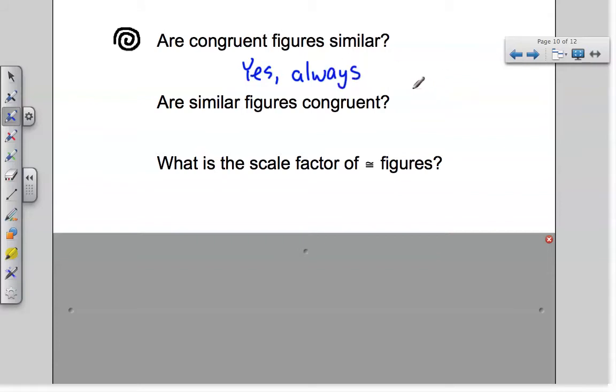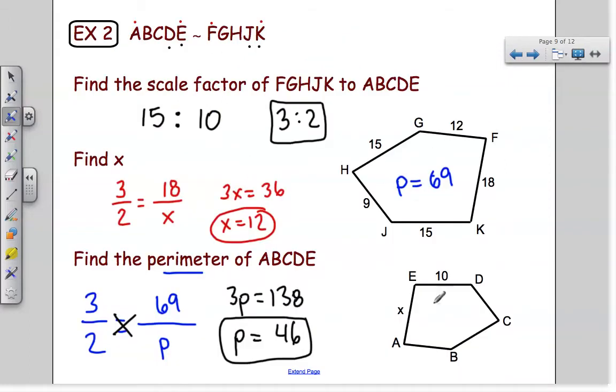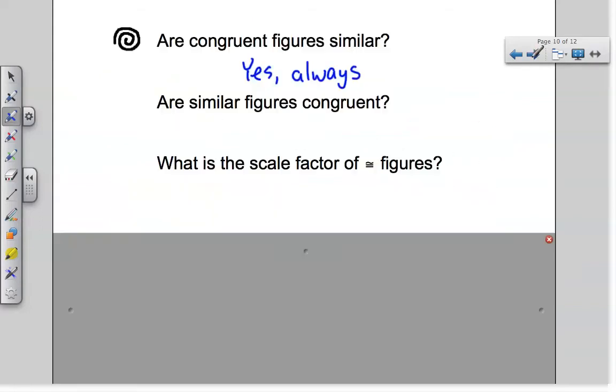Congruent figures are considered similar as well. Remember how the congruent sign has a similar symbol right in it anyway. Are similar figures congruent? Just because two figures are similar, like here, does that mean they're congruent? No. Similar figures have congruent angles, but remember the sides are proportional. The sides aren't necessarily congruent.